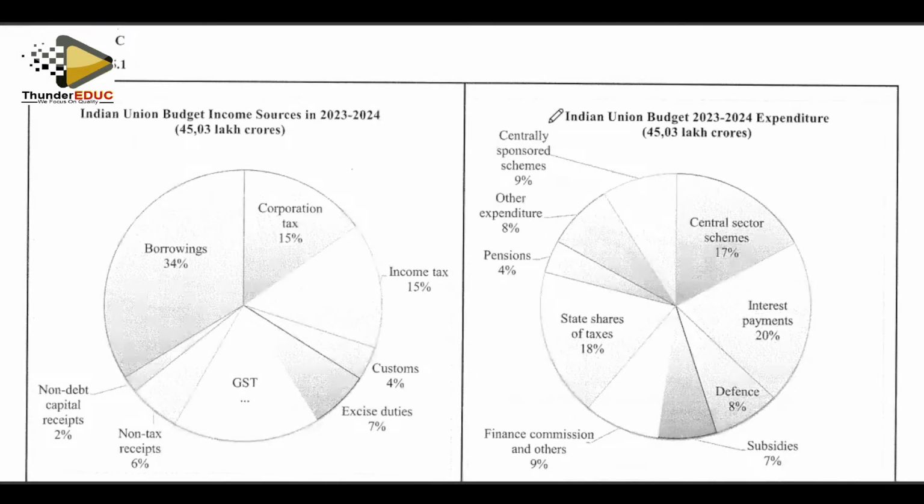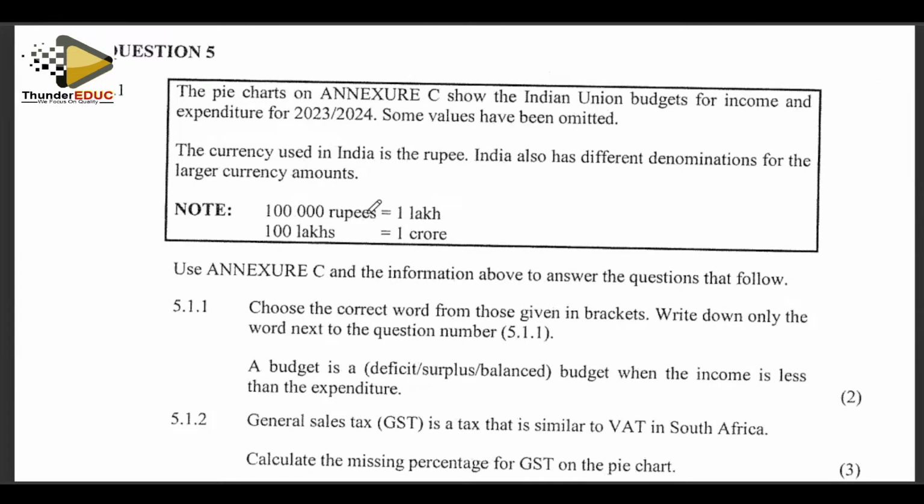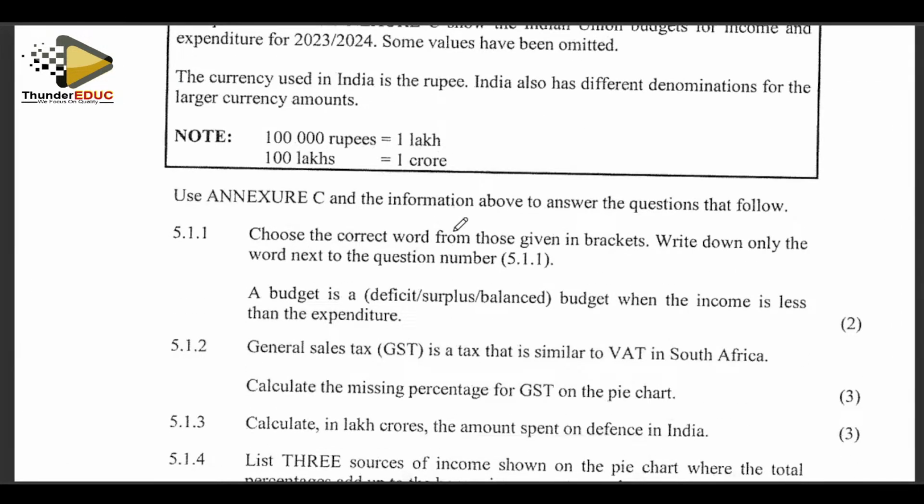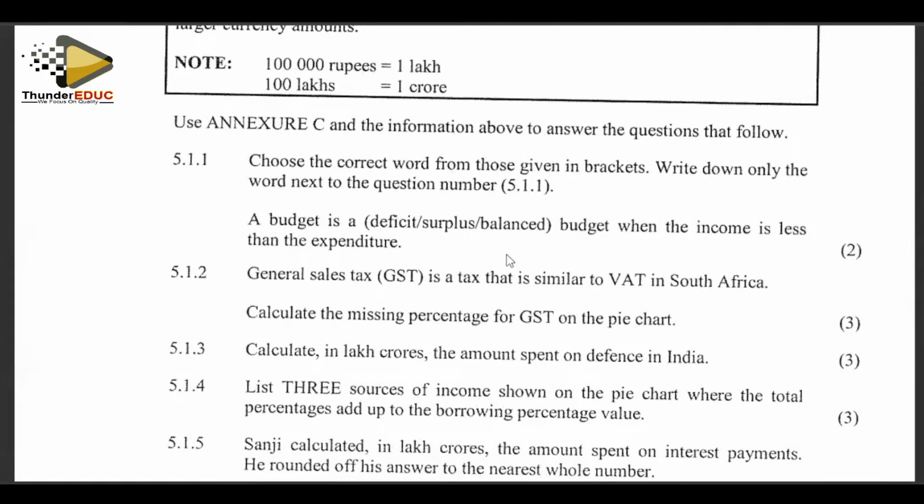Annexure C 5.1. Okay, we look at that and see. So they're telling us, choose the correct word from the given in bracket. Write down only the word next to the question number. What do they mean? You are supposed to only write, in your answer sheet, 1.5, then the word there.